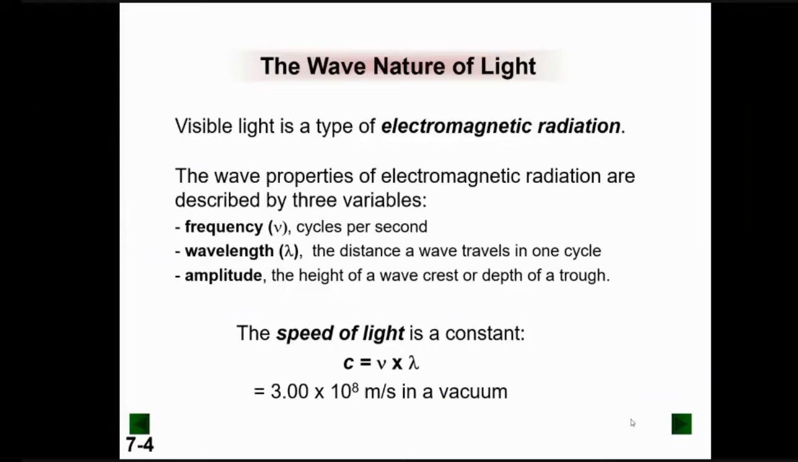All EM waves move at the exact same speed, which is the speed of light. That's a constant in a vacuum, right? 3.0 times 10 to the 8 meters per second in a vacuum. And speed of light is equal to wavelength times frequency, because technically, the speed of any wave is equal to its wavelength times its frequency. Because frequency, we measure it in per seconds, and wavelength we measure in distance. So distance divided by per second basically is a speed.